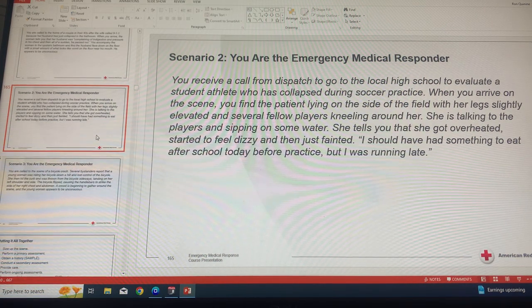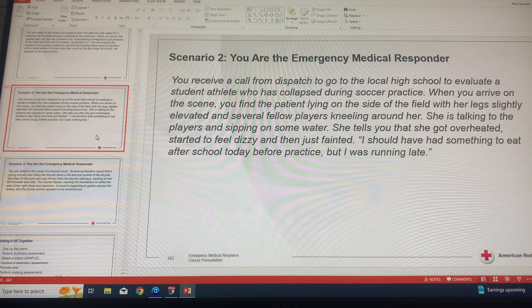Okay, now we have another scenario here, scenario 2. You are the emergency medical responder. You receive a call from dispatch to go to the local high school to evaluate a student athlete who has collapsed during soccer practice. When you arrive on the scene, you find the patient lying on the side of the field with her legs slightly elevated and several fellow players kneeling around her.